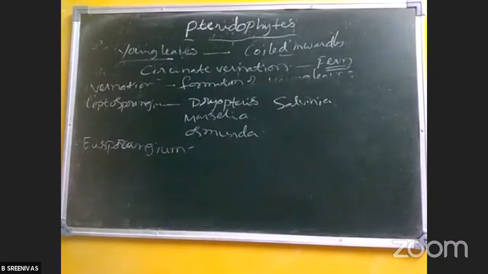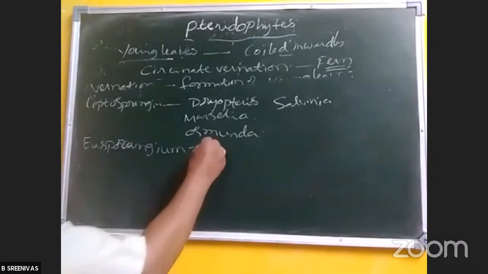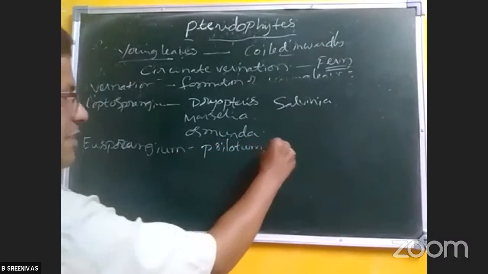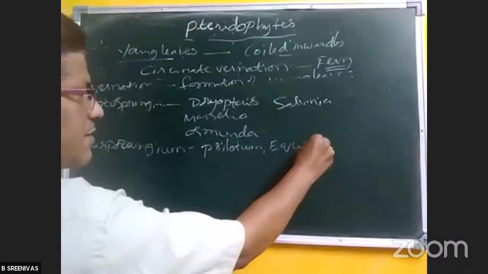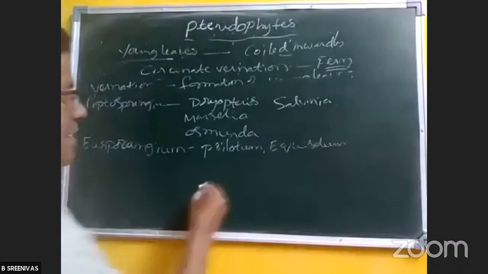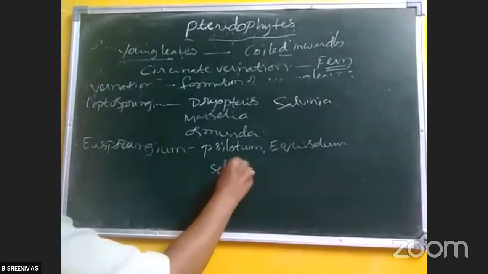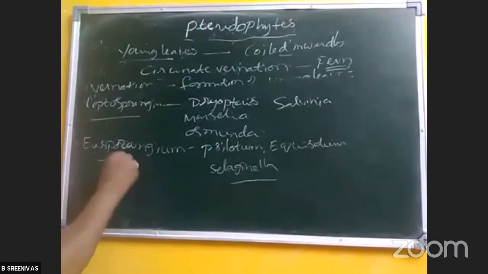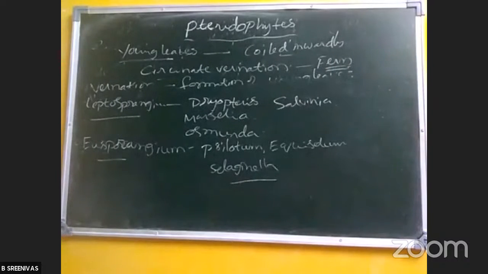Okay, Nama. Here, Psilotum, Equisetum, and Selaginella. So these are very, very important points. So in which plants is the sporangium present, leptosporangium and eusporangium.